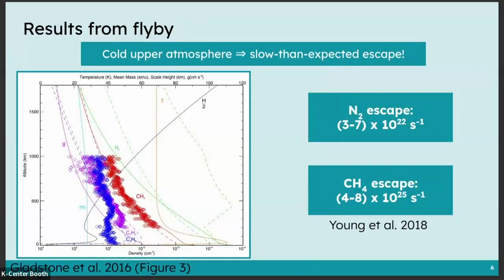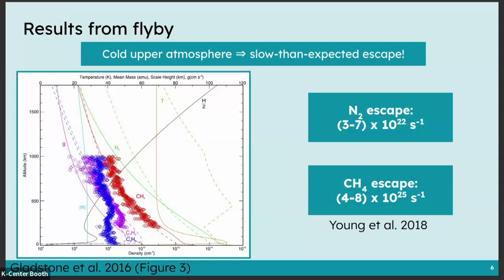And it turns out that once we got the results from the flyby, escape was much, much lower than what was predicted previously. You can see here in the two boxes on the right, those escape rates are orders of magnitude lower than the pre-flyby predictions. And the reason for that is Pluto's cold upper atmosphere.